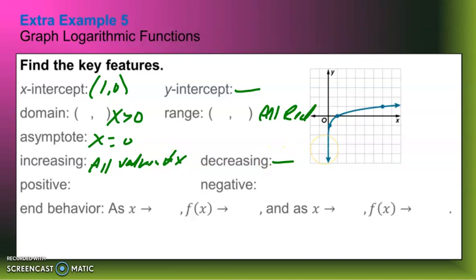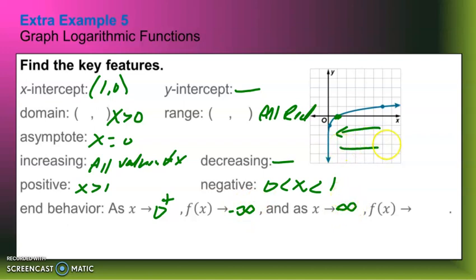It's never decreasing. It's positive based on this x-intercept. It's positive when x is greater than 1, but it's negative when x is greater than 0, but less than 1. And as x approaches 0 from the positive side, y approaches negative infinity. And as x approaches positive infinity, when I go to the right, f of x approaches positive infinity.